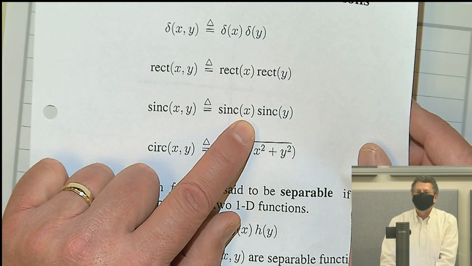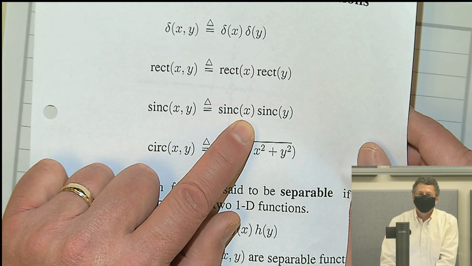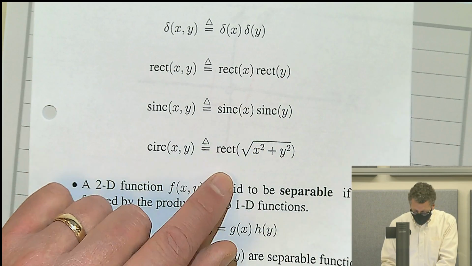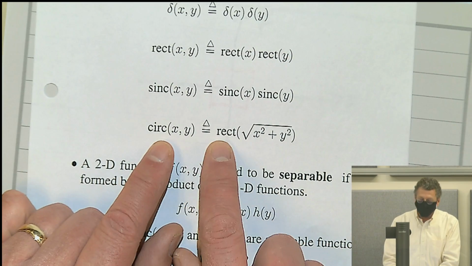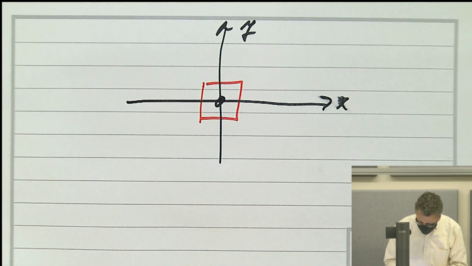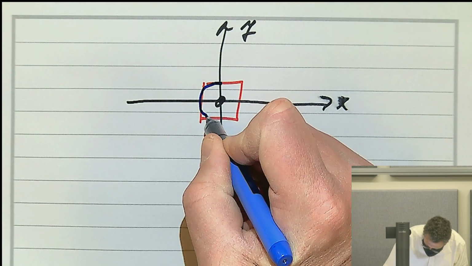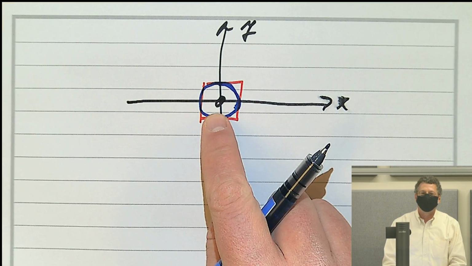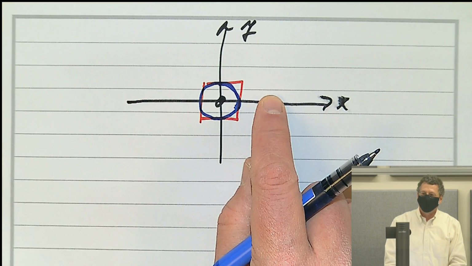Sinc function is just a 2D sinc. We'll see what that looks like. That's also not isotropic because it's the Fourier transform of something that's not isotropic. But there is a thing called a circ, which is isotropic. A circ looks like this. It's a circle. It's like a disk. And inside the disk, it's 1. And outside the disk, it's 0.